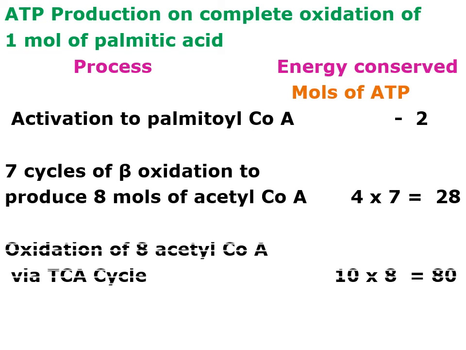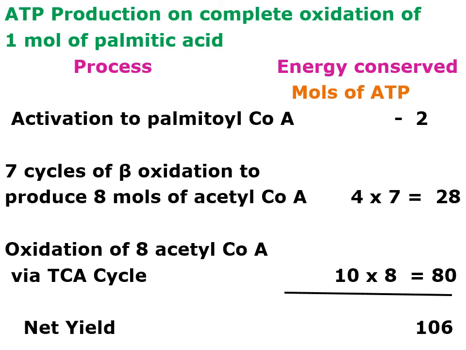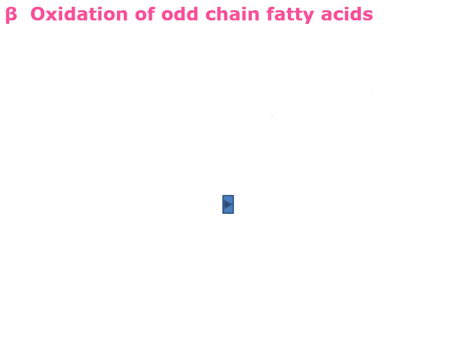How many acetyl-CoAs are formed? 8 acetyl-CoA. That will enter the TCA cycle. For 1 acetyl-CoA, when the TCA cycle runs, it will give you 10. So here you have 8 acetyl-CoA, so you have 80. So 80 plus 28, that is 108, minus 2 for activation. So the energetics of beta oxidation of palmitic acid is 106. Is that clear?